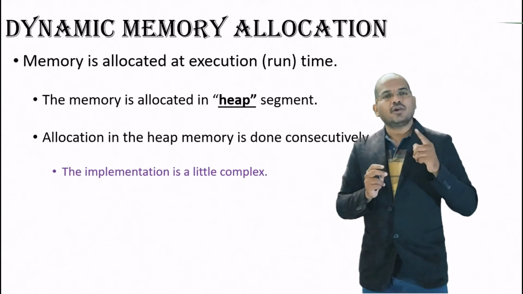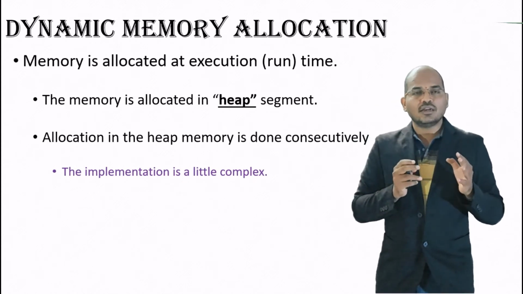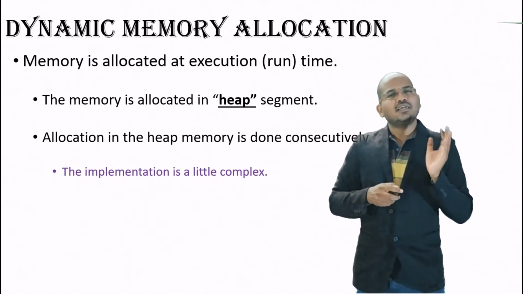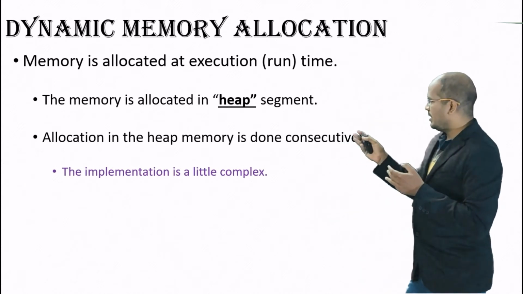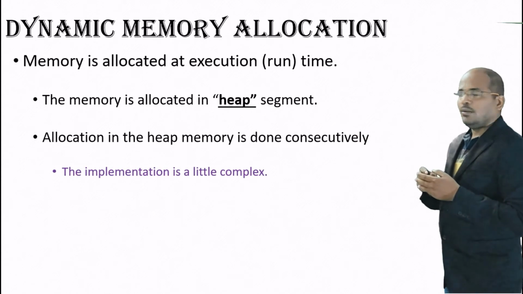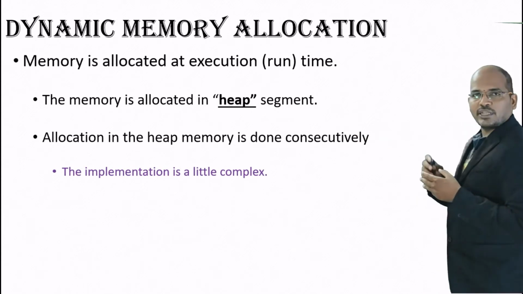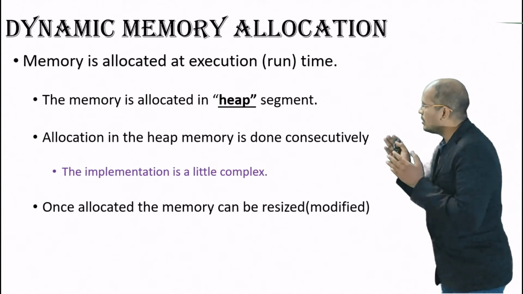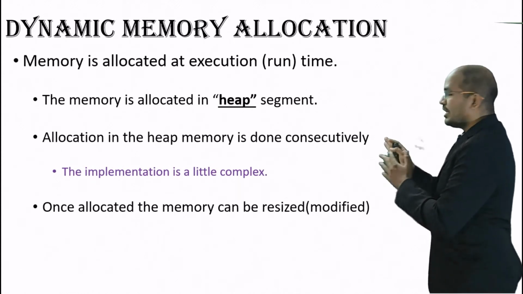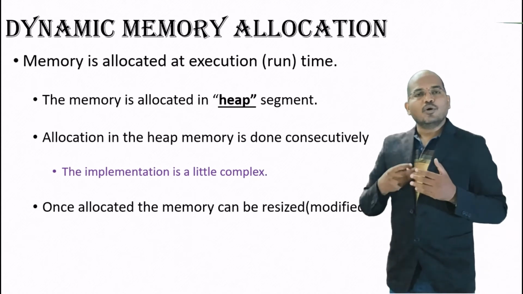Only then is the memory allocation done, else it is not done. Hence, the implementation is a little complex when compared to static allocation. It is clear that in the heap segment, the implementation part is a little complex when compared to static allocation. And the beauty of this dynamic memory allocation is that memory can be resized and modified.